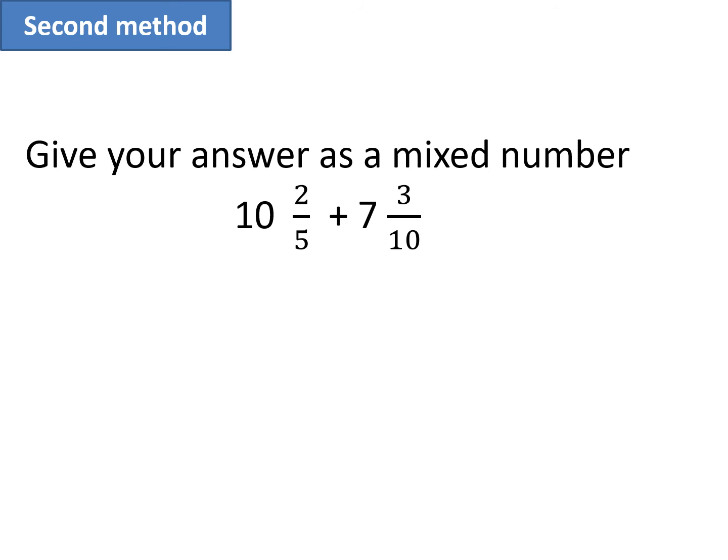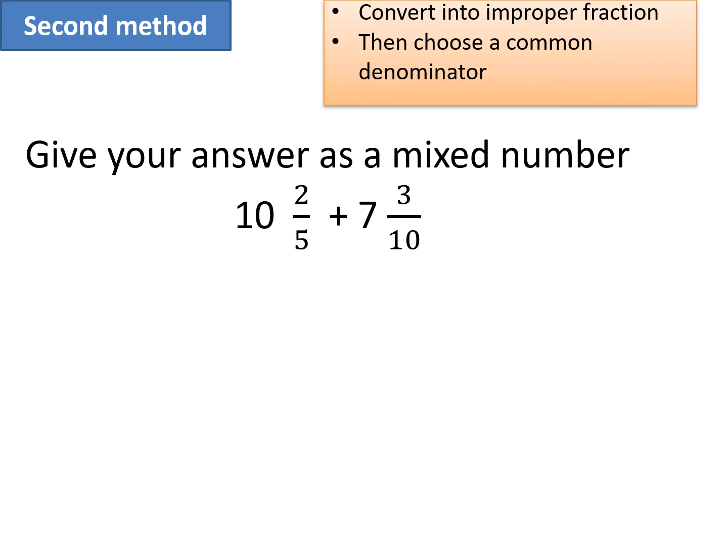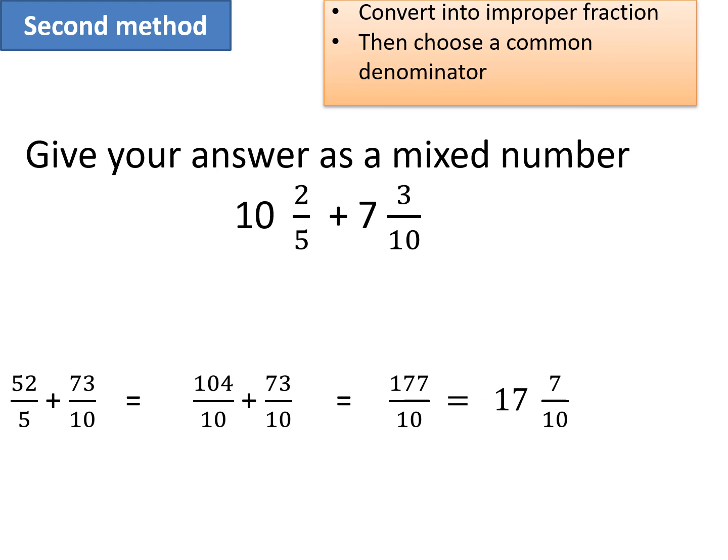Other students are going to use this method: change into improper fractions and then choose a common denominator like we did here, but it's going to take a lot of time, especially with large numbers, and then you are going to convert it into a mixed number again. So I don't recommend it. Just add fractions together and whole numbers together, it's easier.